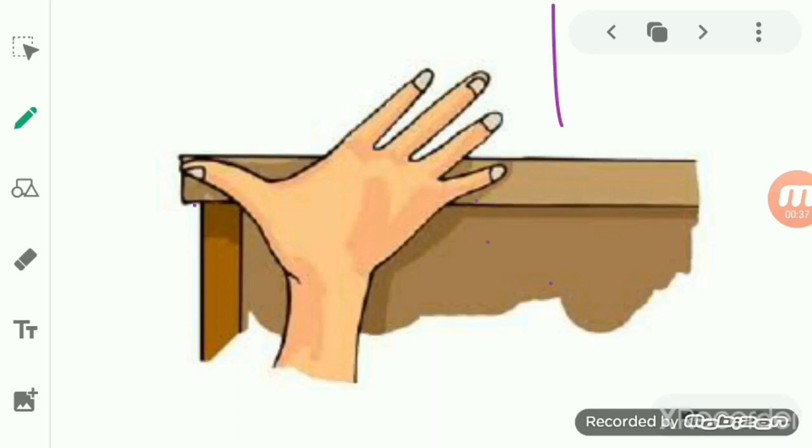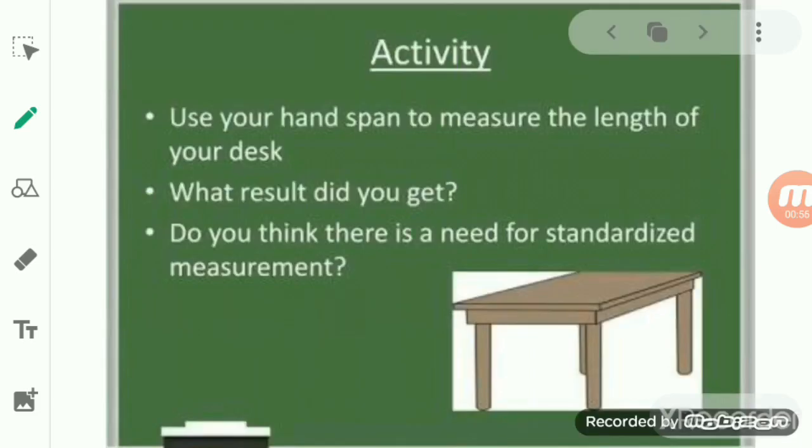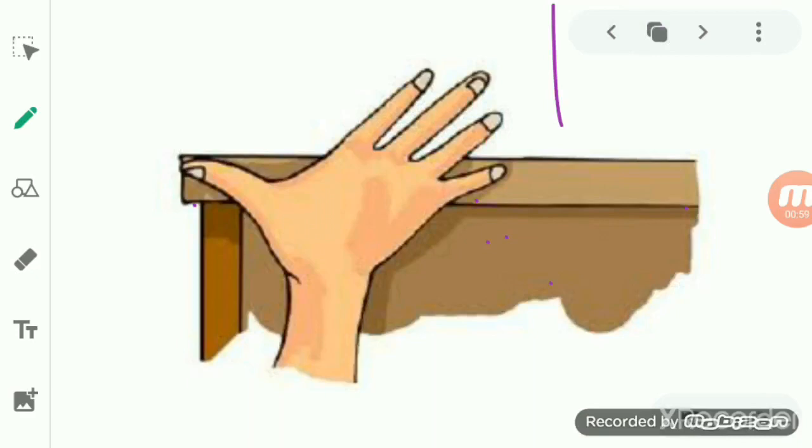Then you will ask three or four of your friends to measure the length of the same side of the table using their hand spans. At first you will measure the table using your hand span, and after that your three friends will do the same with their hand spans. They will measure the same side of that table.